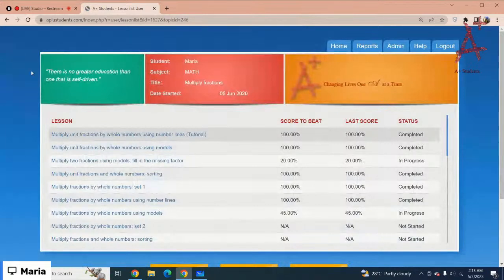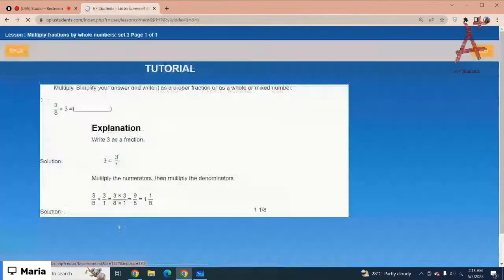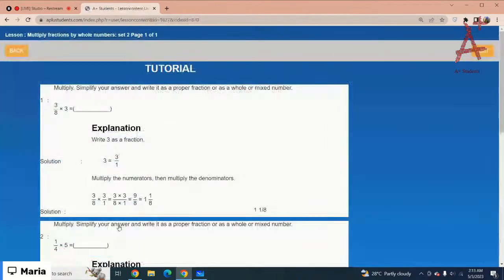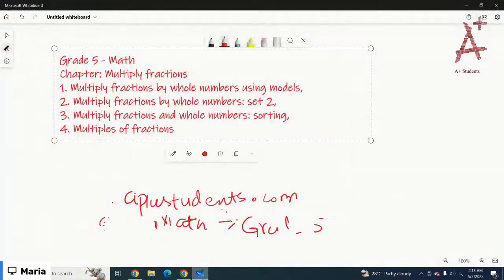The next one is multiply fractions by whole numbers, set 2. So let's start with the second one. We are going to multiply the whole number by the fraction. Let's start with the first one, that is 3 times 3 over 8. So how do we multiply a fraction and a whole number?